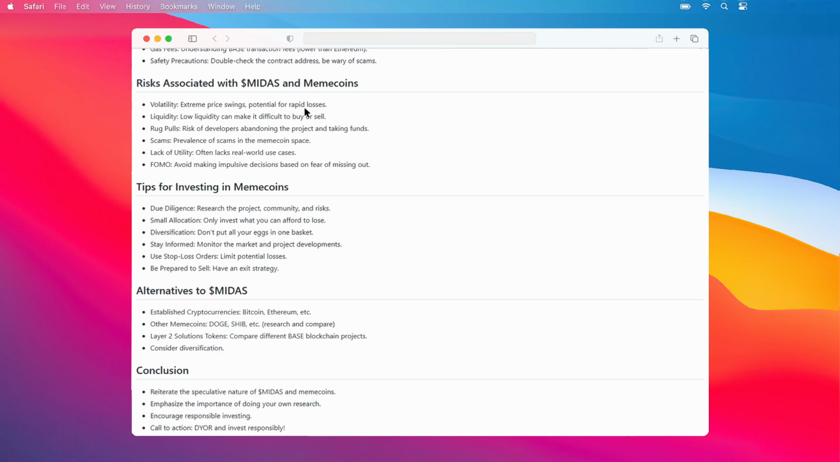In conclusion, remember the highly speculative nature of $Midas and memecoins. It is very important to do your own research and invest responsibly.